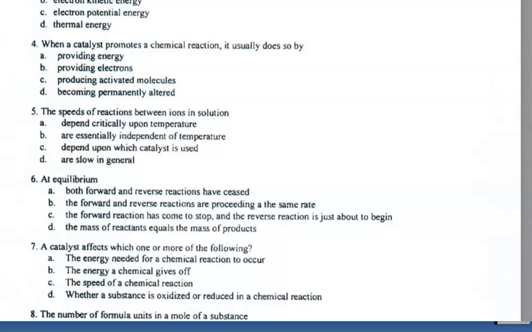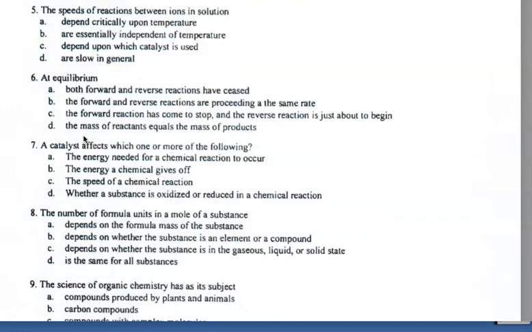Number 5, the speeds of reaction between ions in solution. The critical phrase here is between ions in solution. Do they depend critically upon temperature, are they essentially independent of temperature, do they depend upon which catalyst is used, or are they slow in general? Essentially independent of temperature, number 5.